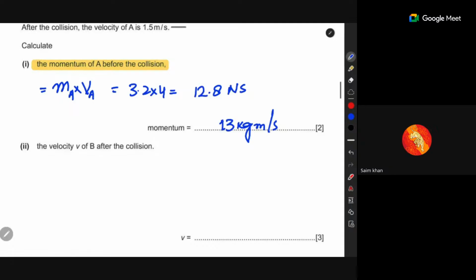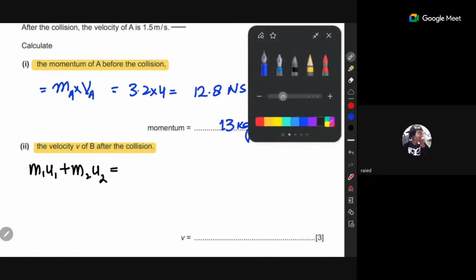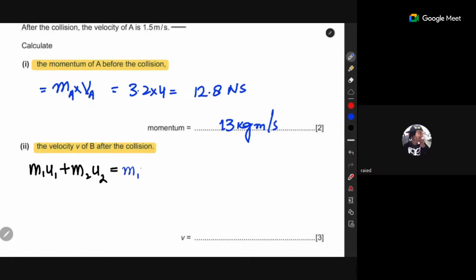Now this is a 3 marks question, and in this 3 mark question, the velocity v of the ball after the collision is to be calculated, and that velocity will be calculated by which method? Your concept, yes, law of conservation of momentum. Very good. M1u1 plus M2u2 equals M1v1 plus M2v2. Actually, we have to recall this equation.